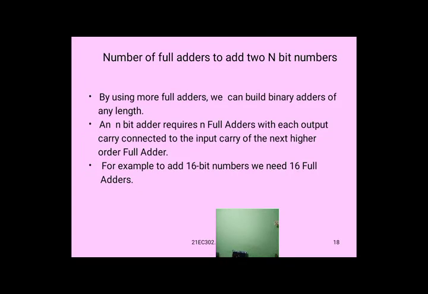Now, the least significant bits of the numbers are represented by A0, B0. Next one is A1, B1. Next one is A2, B2. Next one is A3, B3. First of all, A0, B0 are entered into the first full adder.